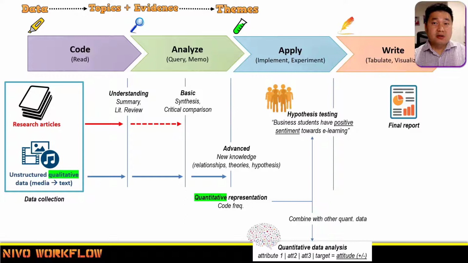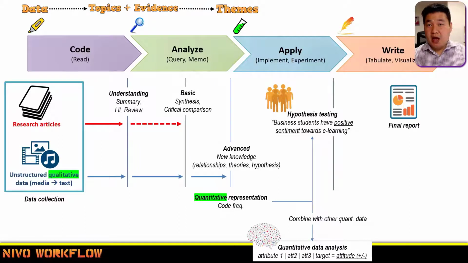Now that we have the codes, their frequencies, and perhaps some other quantitative data, we could make use of all these data to do further implementation and experimentation, including statistical analysis. For example, we could perform hypothesis testing or even predictive machine learning where appropriate. Too often, qualitative data analysis is equated with coding. As you can appreciate from this workflow, your research may go beyond that point to actually analyze the data, apply what you find to solve some problems, and write up your report.